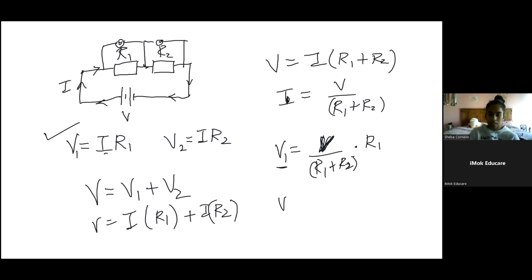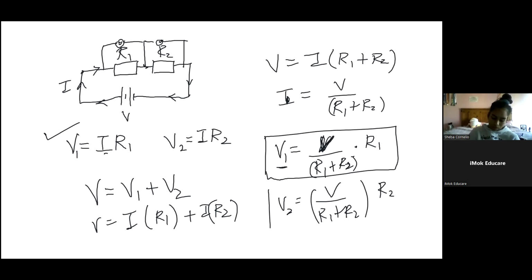And what is V2? It is V upon (R1 plus R2), the whole multiplied by R2. These are the equations of your potential divider rule. Okay. It's just simply V is equal to I into R. We just found out the value of I in terms of capital V. And what is capital V? The driver cell's EMF, or we can say voltage. Does it make sense?